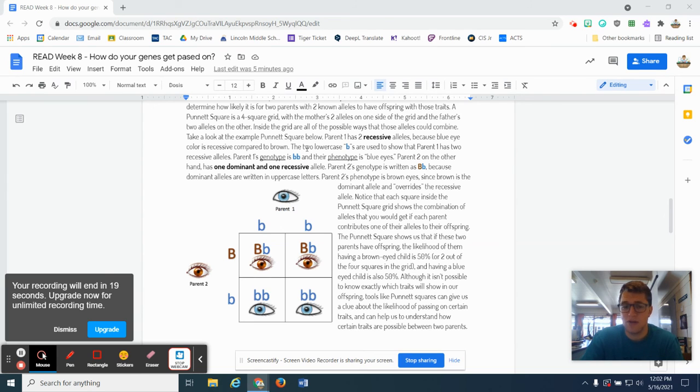I'm not reading from the reading right now because I only have 19 seconds, but this last paragraph, you can do. In the middle of the Punnett square, we can see the combinations of these alleles and what traits will be shown. So these letters are the genotype. The eye color is the phenotype.